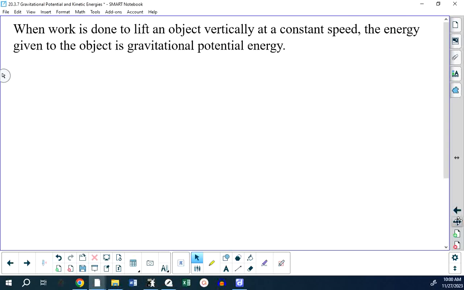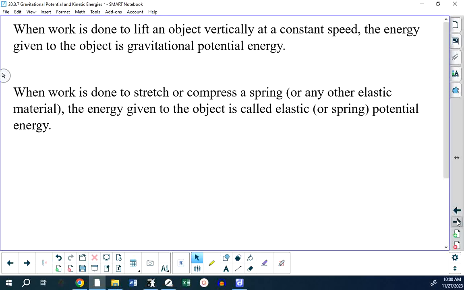When work is done to lift an object vertically at a constant speed, that energy goes into gravitational potential energy. When work is done to stretch or compress a spring or any other elastic material, the energy is called elastic potential energy. So if I take this and I do this, there's elastic potential energy in it. And I'm not going to let go, but if I were to let go over here, it's going to do work to my hand over here. Okay? So that's elastic potential energy.